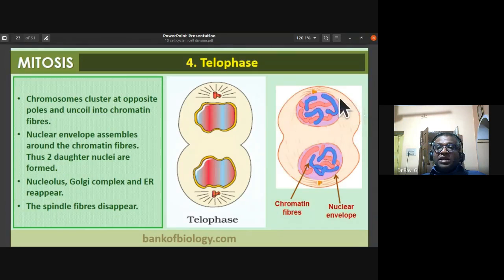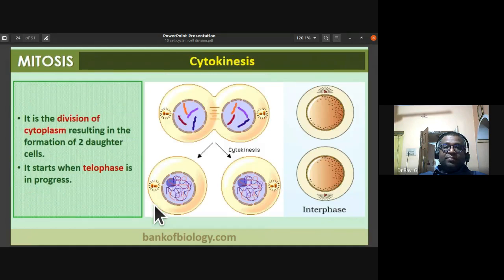The chromosomes cluster at the opposite poles and uncoil to form chromatin fibers. The nuclear envelope assembles around the chromatin fibers, and we call that a nucleus. Thus two daughter nuclei are formed at the opposite poles. The nucleolus, Golgi complex, and endoplasmic reticulum reappear in the telophase stage, and the spindle fibers disappear. These are the changes taking place in the telophase.